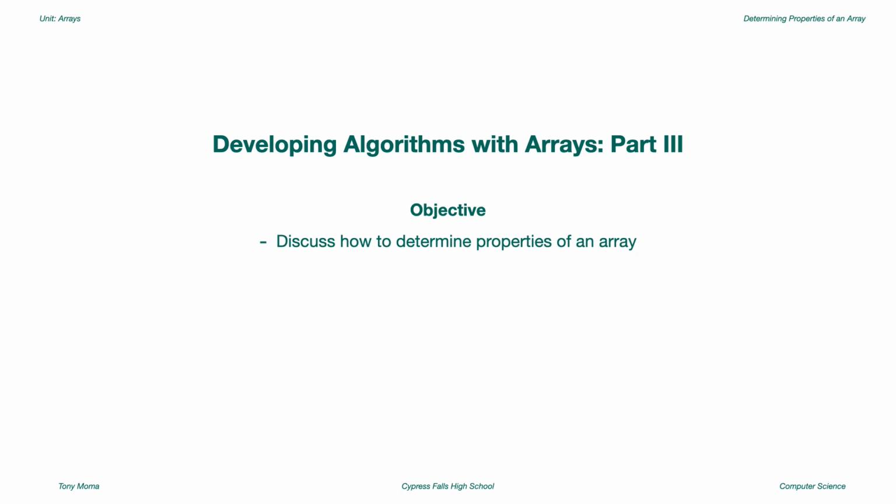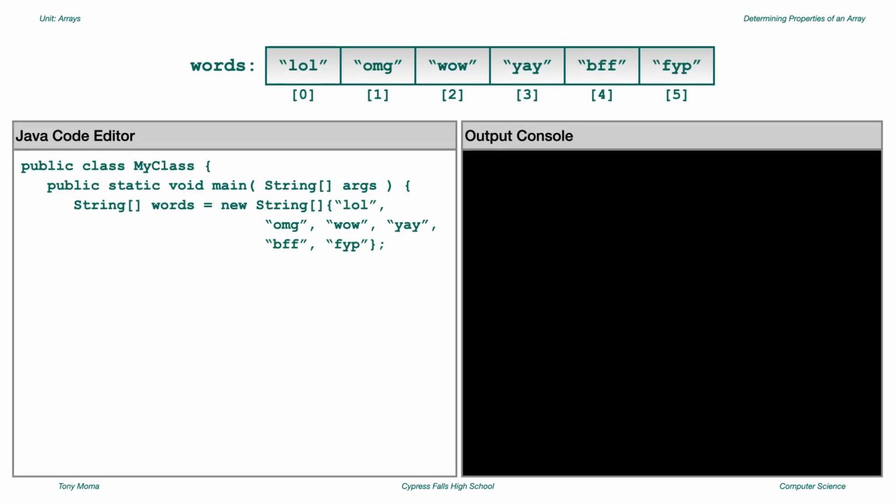Developing Algorithms with Arrays Part 3. In this video, we will discuss how to determine properties of an array. Consider the following program where I declare an array of strings containing the words you see before you.